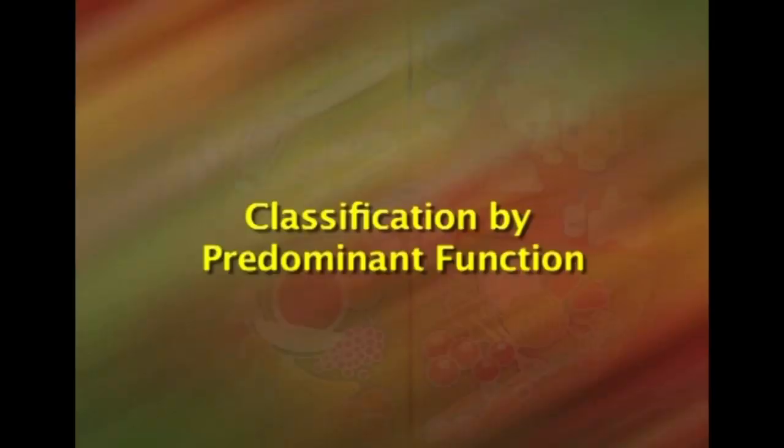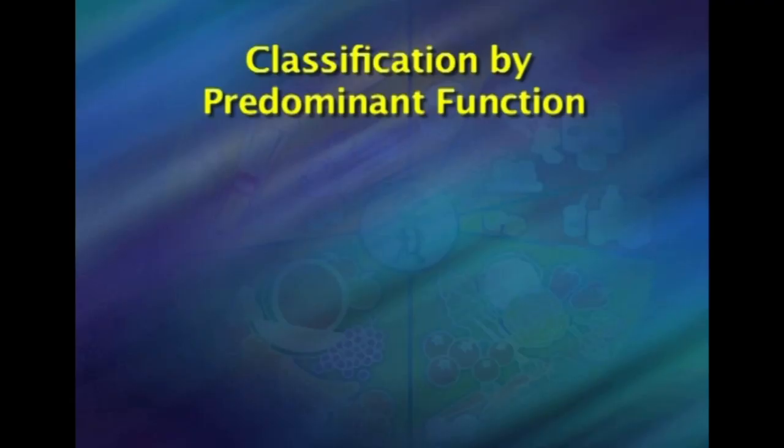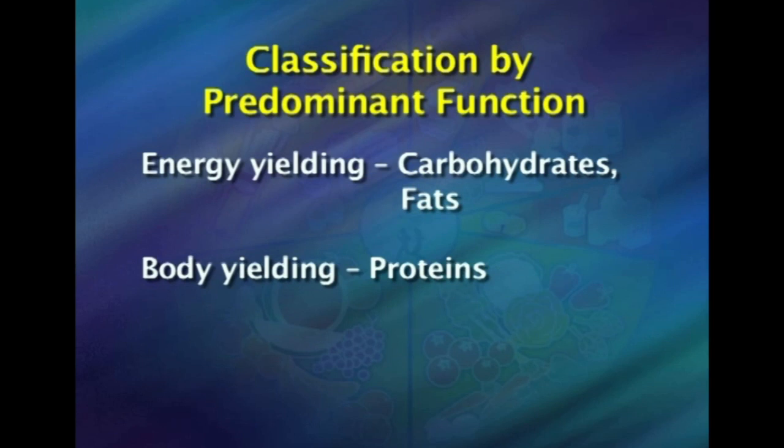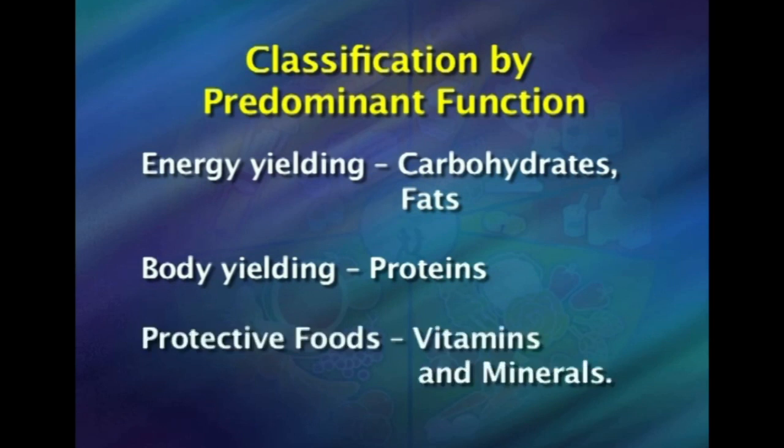The third classification of food is based on the functions that they perform. They are classified either as energy yielding foods, bodybuilding foods and protective foods. Now what are energy yielding foods? These basically include carbohydrates and fats. Bodybuilding foods include proteins and protective foods include vitamins and minerals.